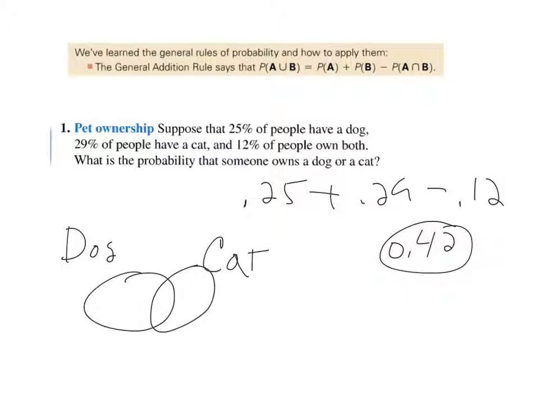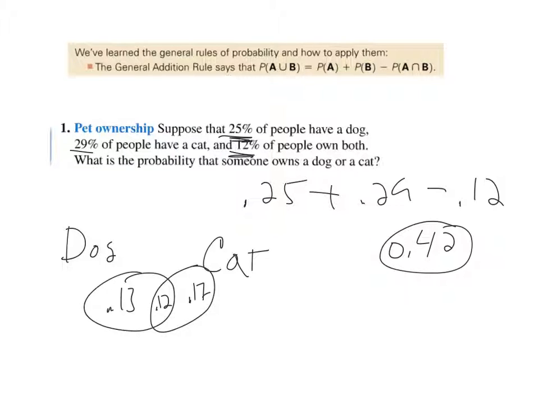So we know that 12% of the people own both cats and dogs. So that intersection in the middle is 0.12. We know that 25% of the people own a dog, but 12% of them own a cat also. So we're going to subtract 12 from 25, and I'm going to get 0.13. For the cat, same kind of deal. 29% have a cat, but 12% of them already own a dog also. So we're going to subtract 12 from 29 and make that be what, 0.17?